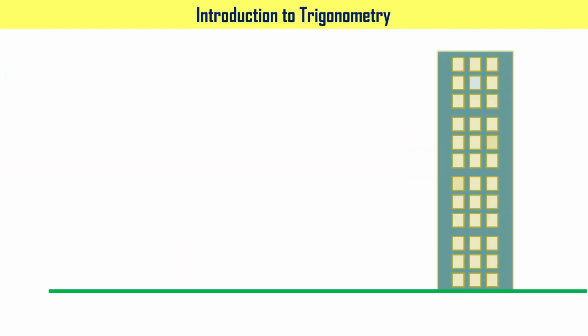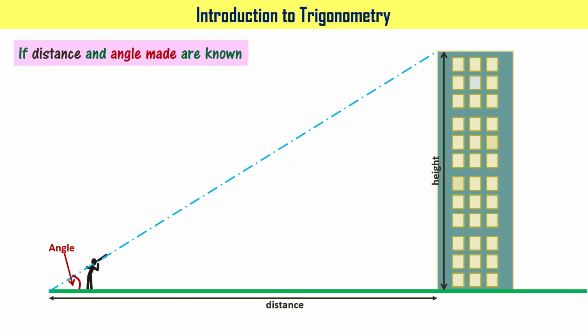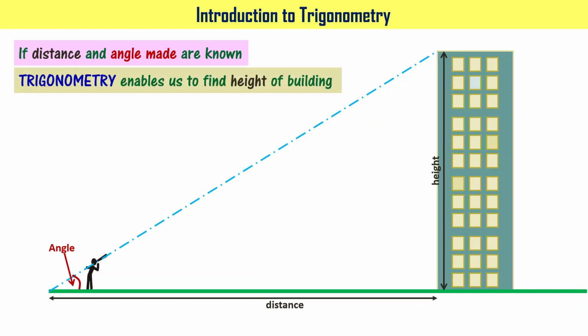Let's take a look at another example. As you see here, if the distance and angle made are known, then trigonometry is going to help you find the height of the building without climbing the building. So with this kind of idea only, people measure the height of Everest, the height of very tall objects without climbing them.